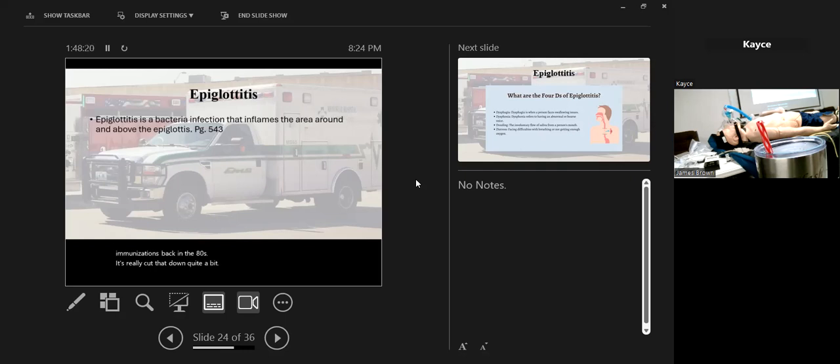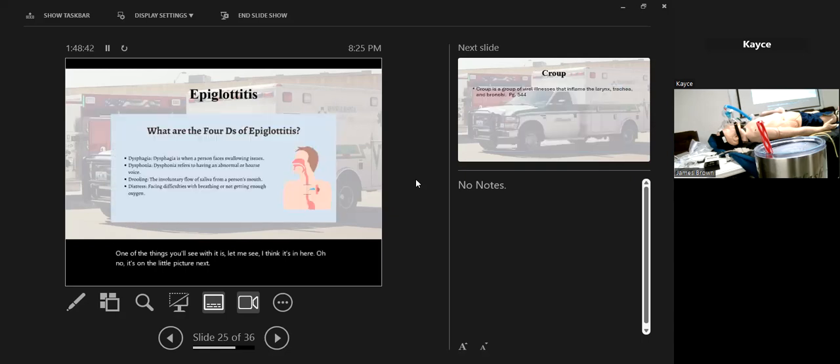With epiglottitis, here's what you're going to see as far as the signs and symptoms. There are the 4 Ds of epiglottitis. Dysphagia: when a person faces swallowing issues. They can no longer swallow comfortably. It's hurting them to swallow. They start coughing a lot.